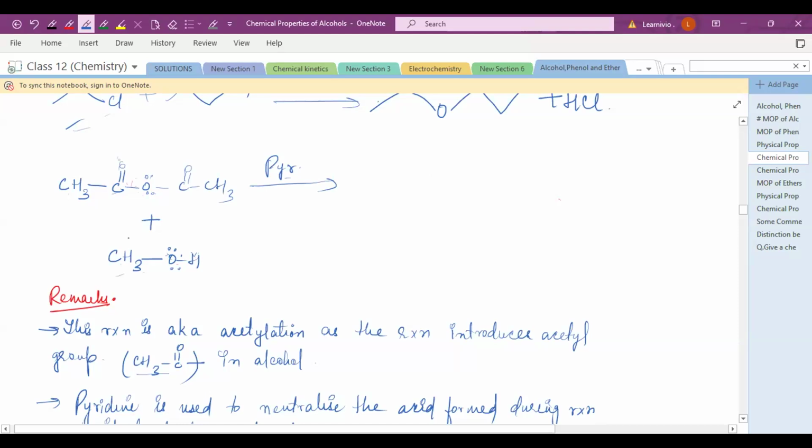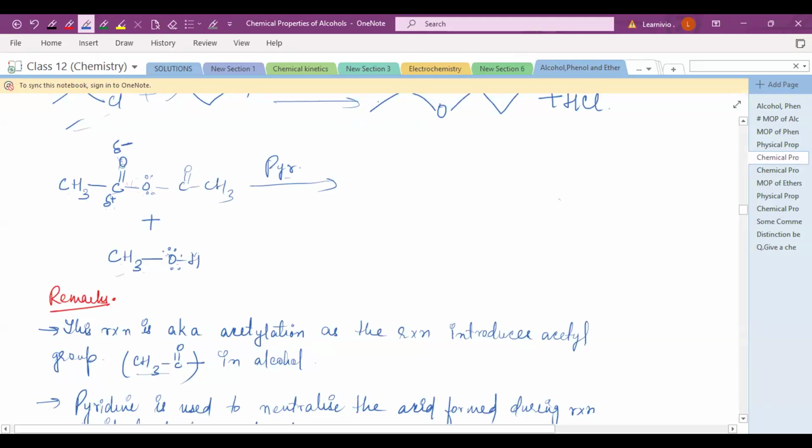Between this carbon and oxygen bond, which one will have the partial negative charge? Carbon? Carbon is less electronegative than oxygen, so oxygen, being more electronegative than carbon, will acquire partial negative charge, and this carbon will acquire partial positive charge.